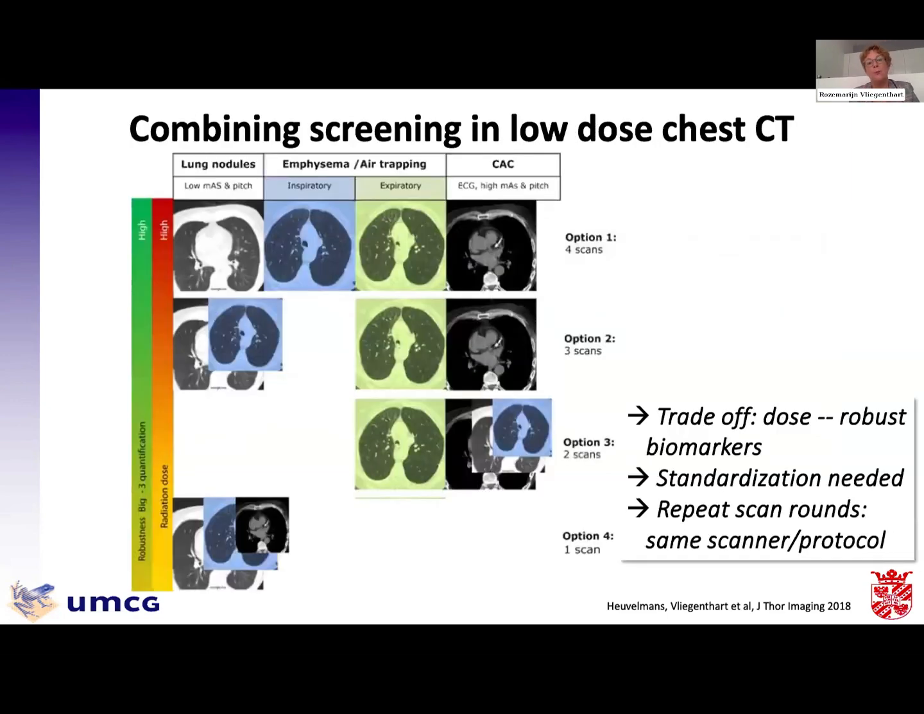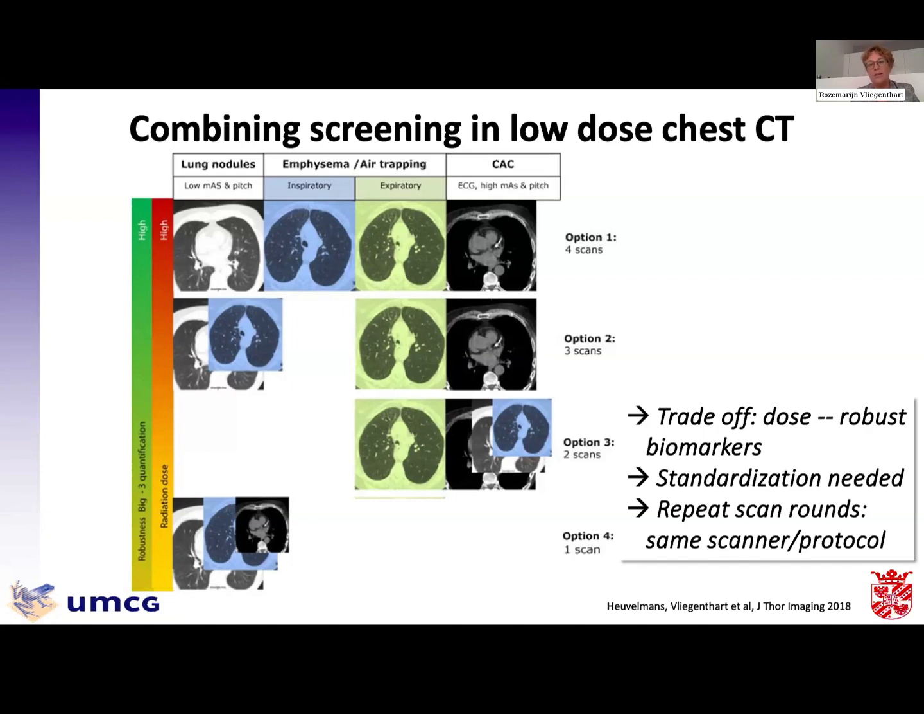So if we would like to combine different disease screenings into one low-dose chest CT, there are different options to do that. If you want the most robust and accurate biomarkers for all the different diseases, including lung nodules, perhaps also emphysema and air trapping that I will not address here, and calcium, of course, the best thing would be to do individual scans for all these different parameters. But that would not only increase the time of the scan, but also the dose, which of course is a major issue in a screening setting of a presumed healthy population.